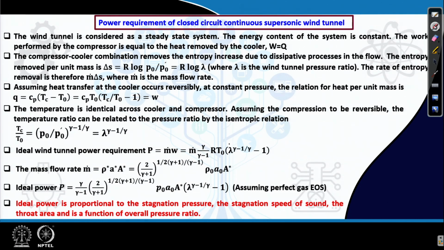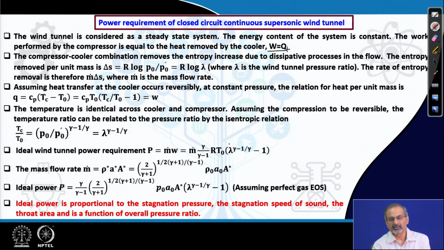We will consider that the wind tunnel is running in steady state. In such a situation, the energy content of the system will remain time invariant, and the work performed by the compressor will exactly be equal to the heat removed by the cooler. This is the condition under which we are trying to do the estimation, and we will also consider the different processes involved as ideal.